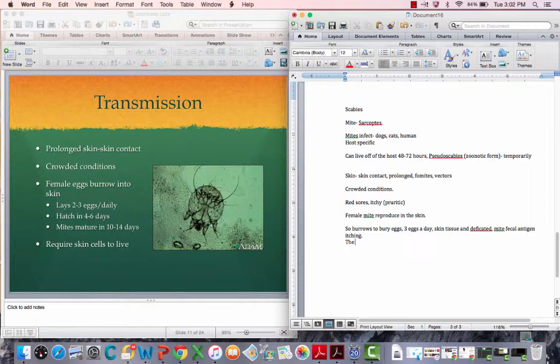The eggs hatch pretty quickly and are mature within 2 weeks. So it doesn't take long for a single mite to become a pretty heavy infection. But as I was saying, they can only live off the host for a couple of days, a max of 3 days, and that's because they do require the skin cells in order to live and as a food source.